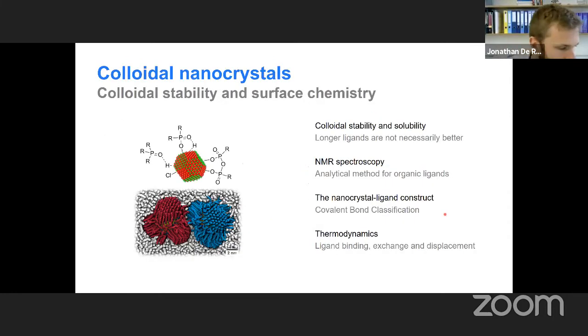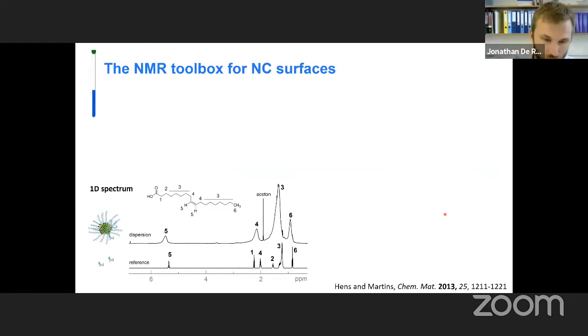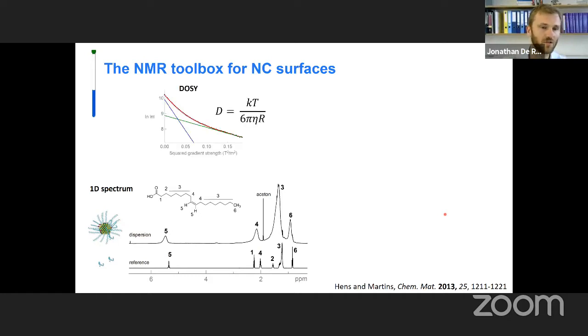Okay, that was about solubility. And so how can we maximize nanocrystal solubility? Let's now come to my favorite subject, NMR spectroscopy. And so I will explain to you 3 tools that we have to look at nanocrystal surfaces. The first one is just a very simple 1D NMR spectrum. The second one is a bit more complicated. It's called DOSY. It's diffusion ordered spectroscopy.